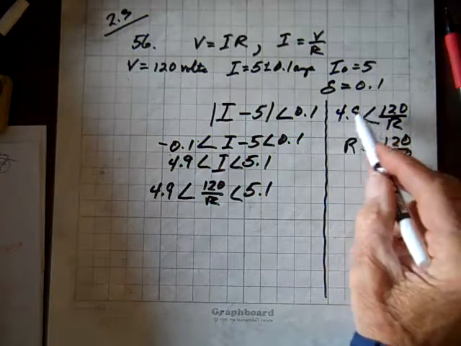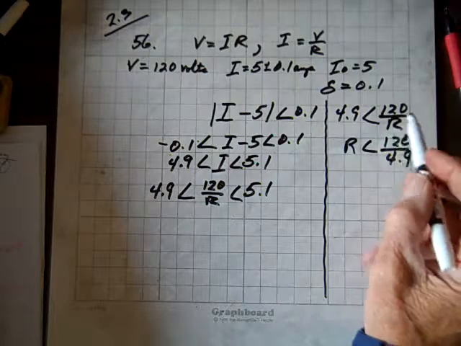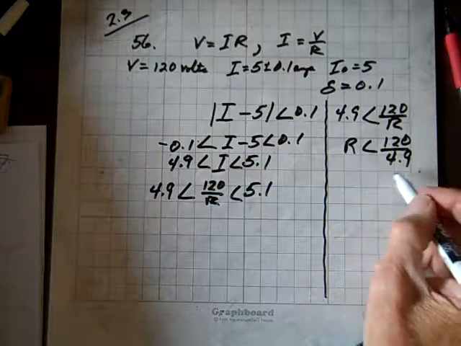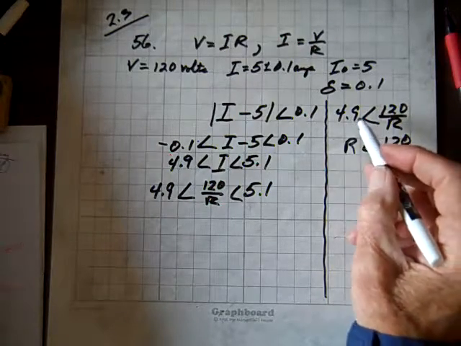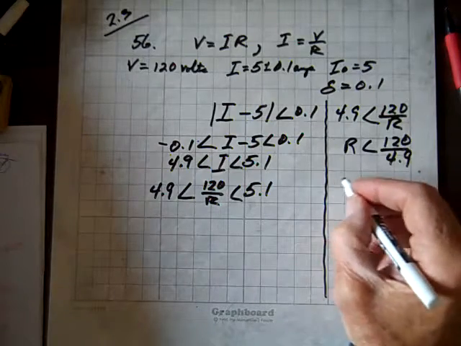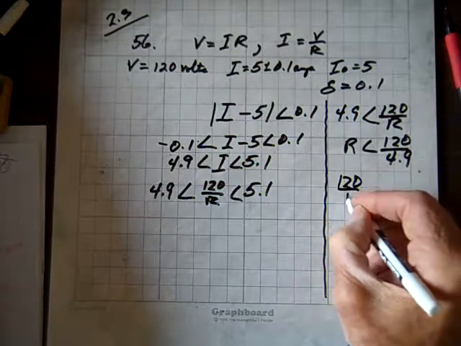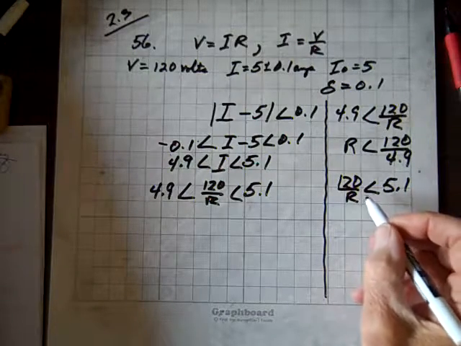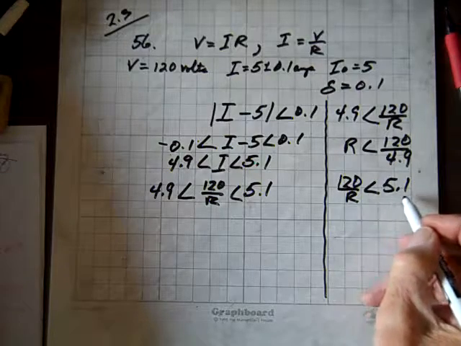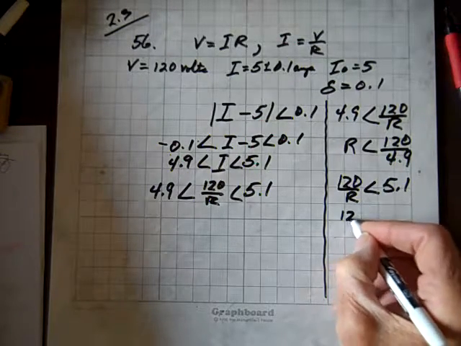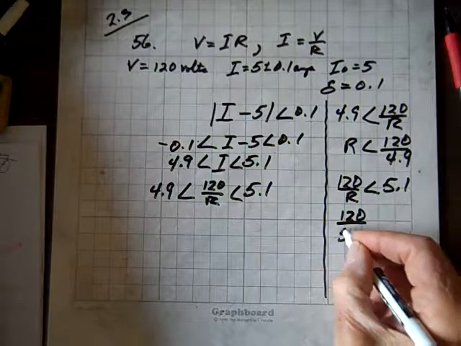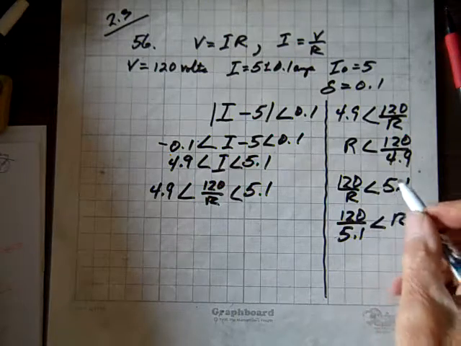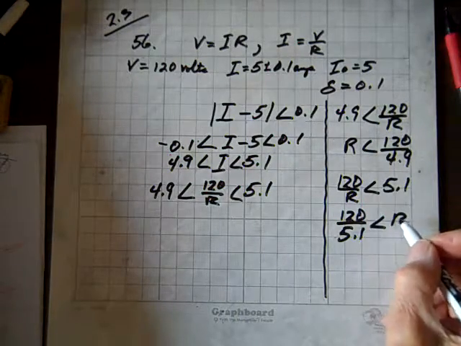Now notice I said divide both sides by 4.9, multiply both sides by R, and this is what we'll wind up with. If you're a little confused, try it out. You'll see what I mean. Now let's write the separate inequality, 120 over R is less than 5.1. Now if we multiply both sides by R and divide both sides by 5.1, we'll have 120 over 5.1 is less than R.